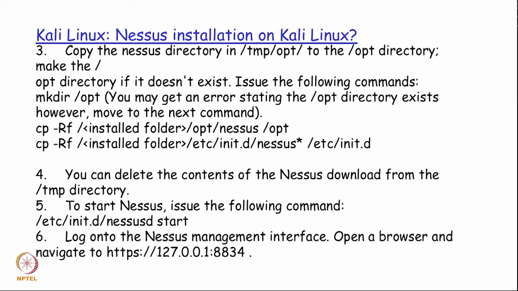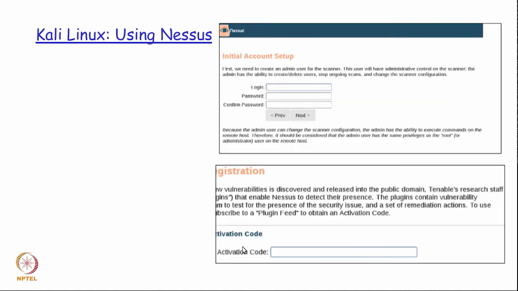After that the daemon service has to be started, nessusd start, and once it is started it will be running on port number 8834 on the localhost. One could access it in the browser with the URL https://127.0.0.1:8834. This will throw open the management interface in which I could do a lot of things, like trying to create an initial account.